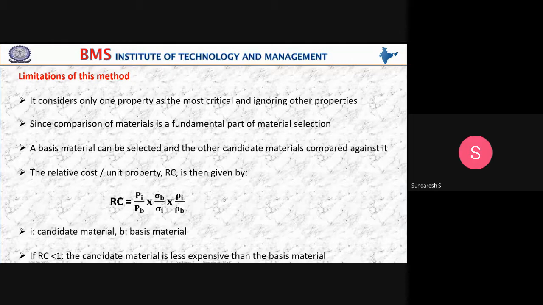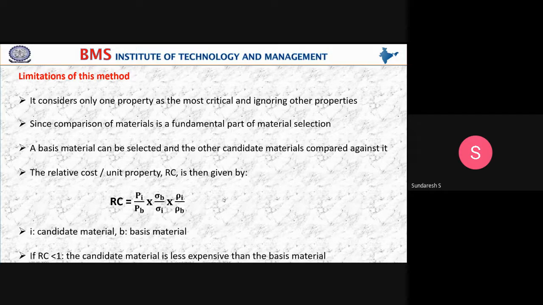So if you say aluminium, that is a base material. So apart from the aluminium, there are plenty of alloys and composite materials. So we have to select which are those candidate materials, and we can compare these things. And the relative cost per unit property, RC, is given by.